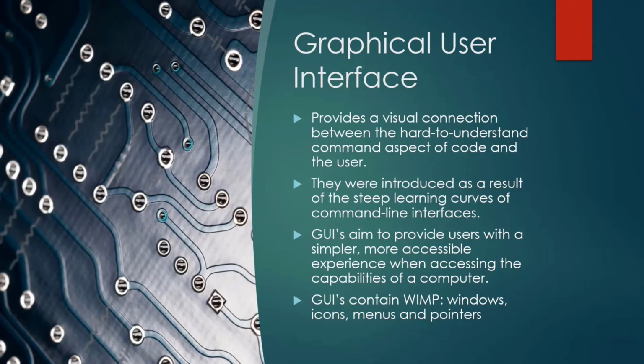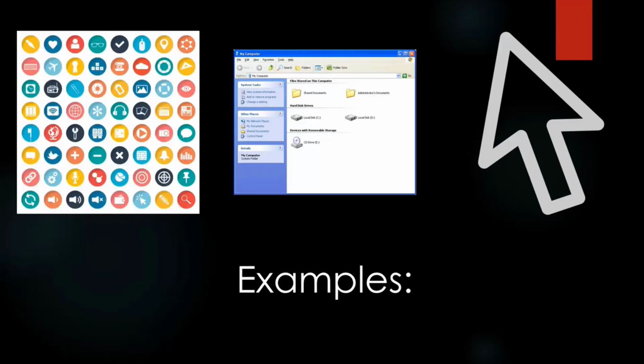They were introduced as a result of these steep learning curves, and they aim to provide users with a simpler, more accessible experience. And they contain WIMP, which includes windows, icons, menus, and pointers. Here are just some examples of graphical user interface features. We have icons, and then in the middle we have menus, and then finally on the right-hand side we have pointers. Thank you.